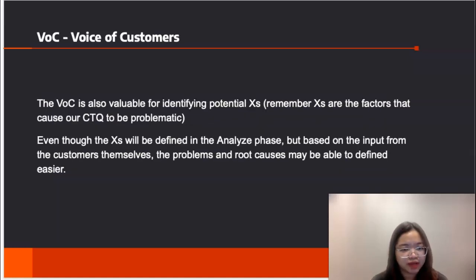VoC is also very valuable for identifying problems and potential Xs. Even though the Xs are going to be defined in the analyze phase, based on the input and output of the customers themselves, only the input, maybe the problem and the root cause may be easier to define.